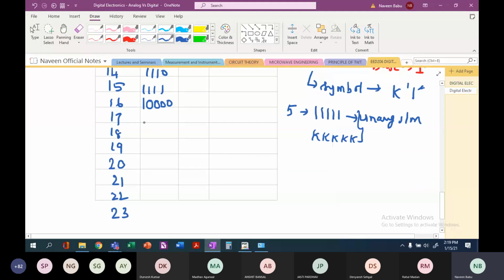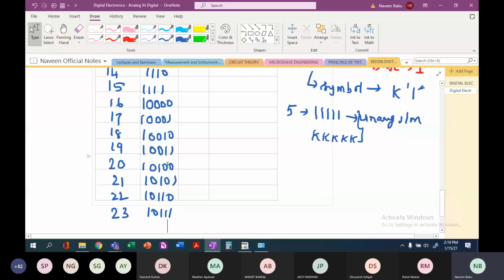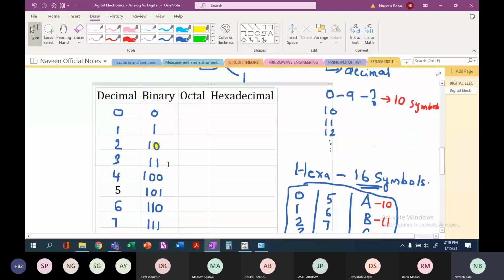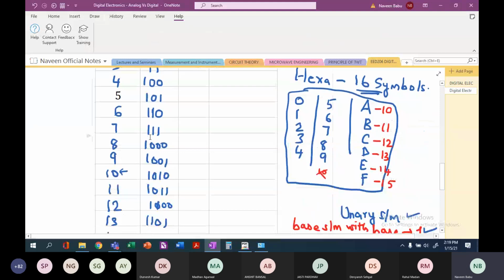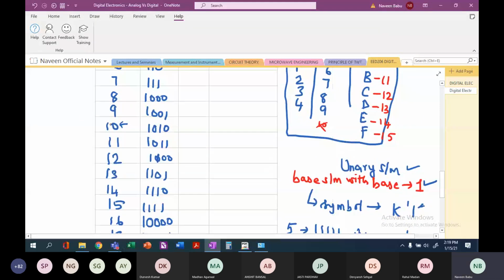So what is the equivalent value of 17? It is 1 0 0 0 1, and then 1 0 0 1 0, and so on. So this is how the equivalent binary bits are formed from decimal values. If you see here, where are the changes that we are doing? Changes in the sense we added a 1 0, that is from 9.